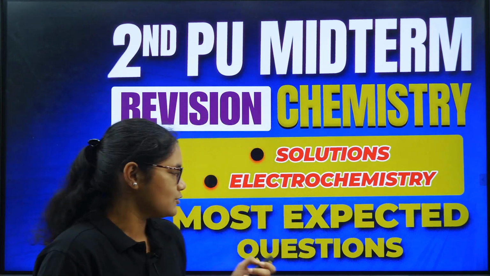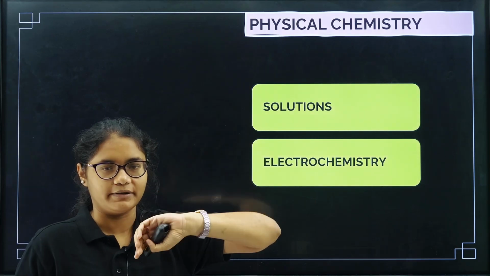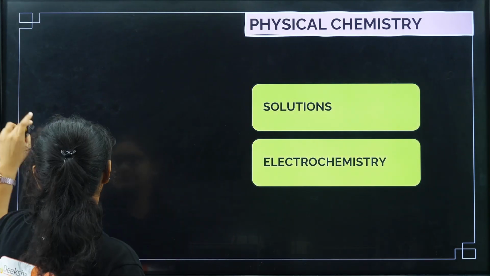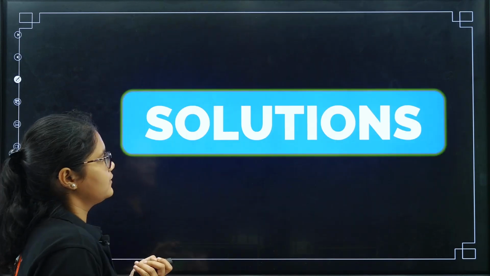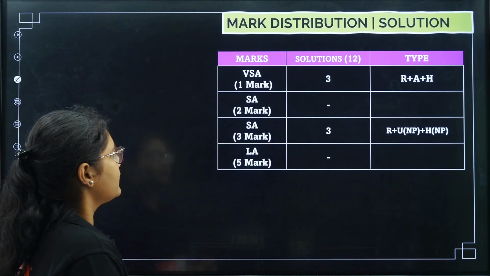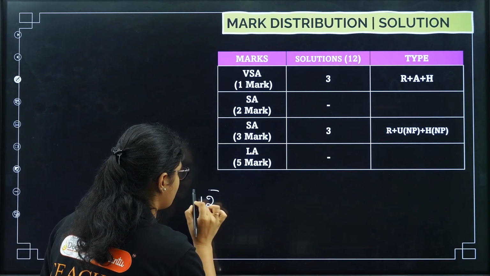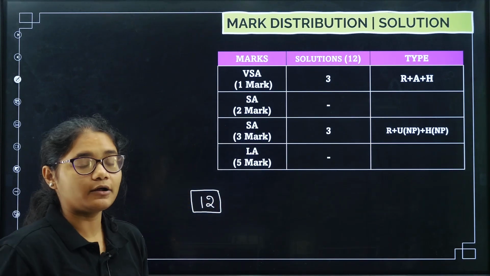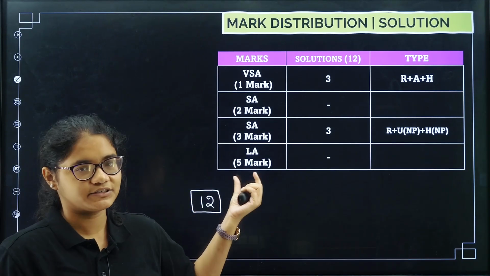First of all, coming to physical chemistry, in your midterm syllabus you have two chapters, Solutions and Electrochemistry. The total weightage of the Solutions chapter is 12 marks according to the blueprint released by the PUC board, right? 12 marks from this chapter.